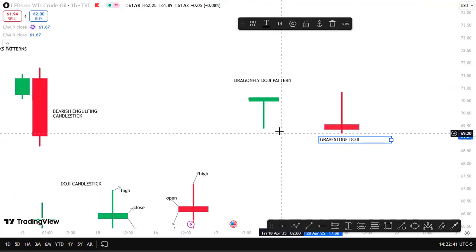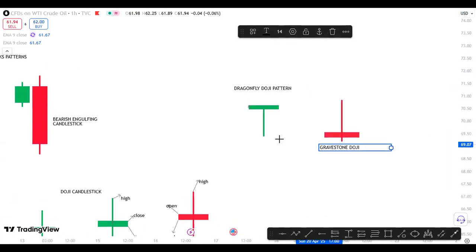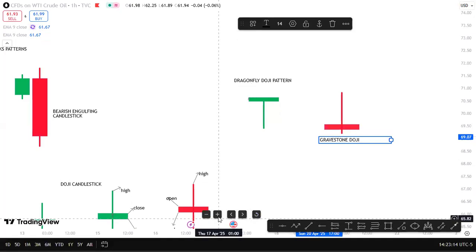Let me read a little definition about it so that you'll be able to understand it when I'm explaining. A dragonfly doji is a bullish candlestick pattern which is formed when the open, high, and close are about the same or at the same price level. So remember, a dragonfly doji pattern is a bullish candlestick pattern, formed when the open and high, which is this point here, was our open. Let me zoom in on this.